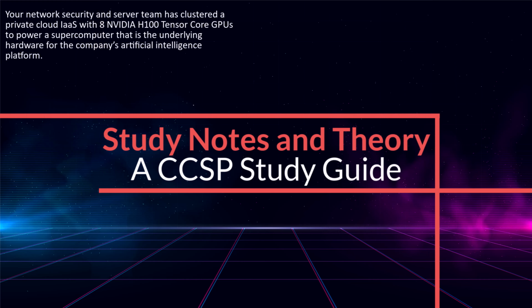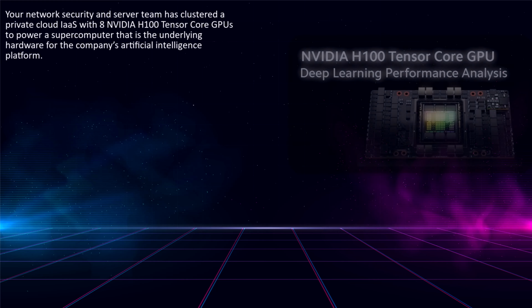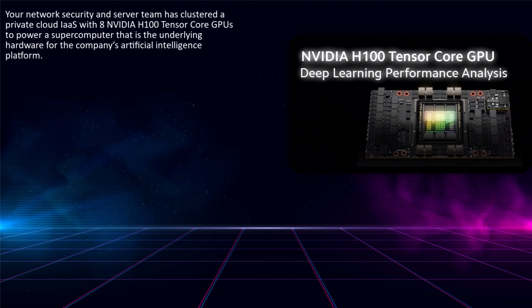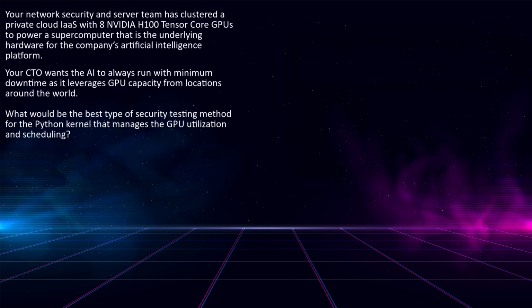Your network security and server team has clustered a private cloud IaaS with 8 NVIDIA H100 Tensor Core GPUs to power a supercomputer that is the underlying hardware for the company's artificial intelligence platform. Your chief technology officer wants the AI to always run with minimum downtime as it leverages GPU capacity from locations around the world. What would be the best type of security testing method for the Python kernel that manages the GPU utilization and scheduling? Is it choice A, abuse case testing?